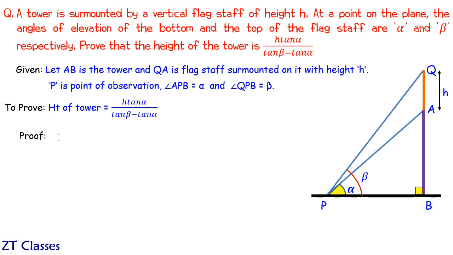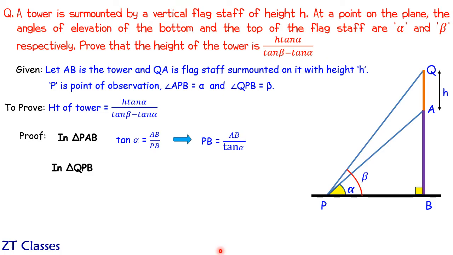So let's take the triangle APB first. So in triangle PAB tan alpha is perpendicular upon base, AB upon PB, right. So यहाँ पर जो PB की वैल्यू है that is AB upon tan alpha. ठीक है. तो अब जो हम ट्राइंगल लेंगे that triangle will be QPB and उसमें QPB में हमारे पास PB जो है will use this value in that.